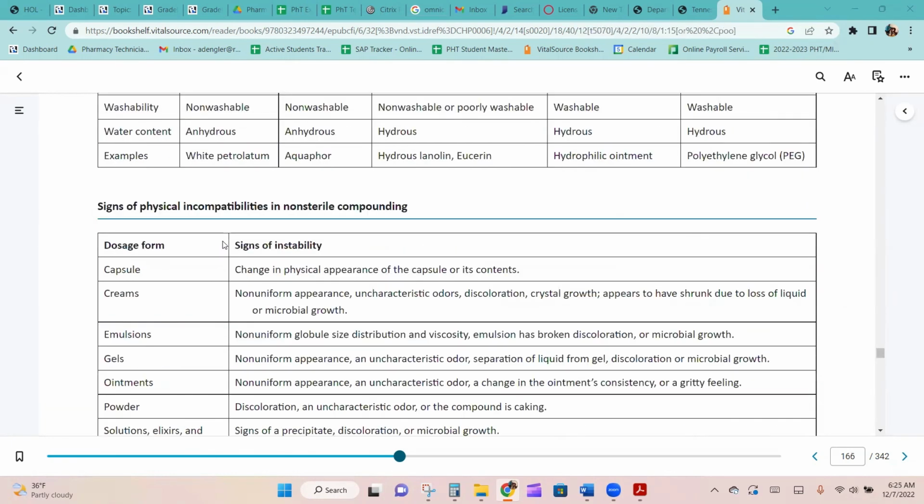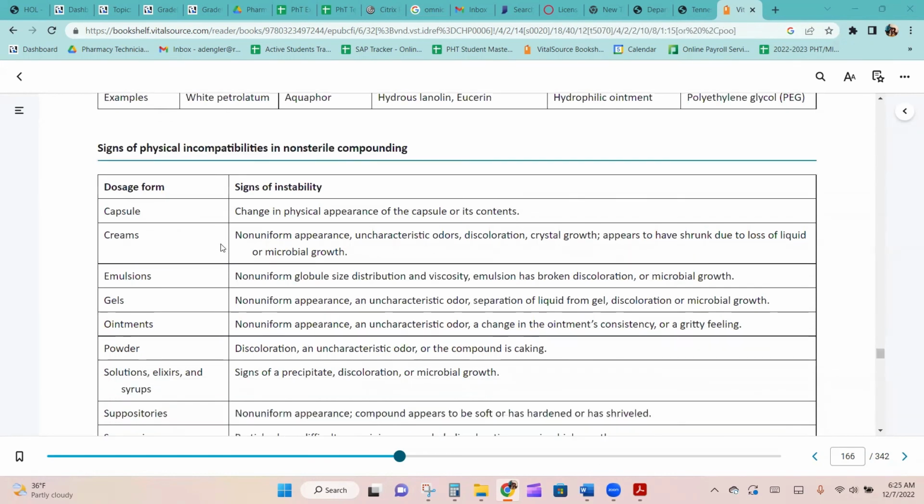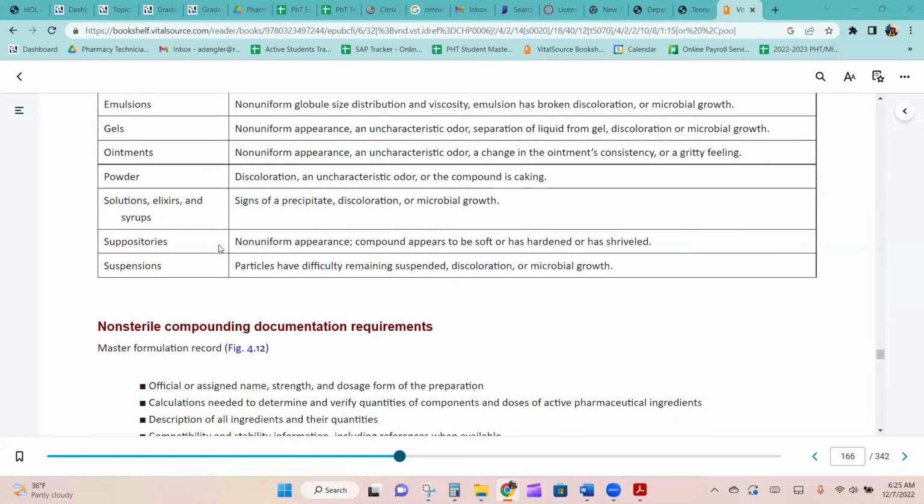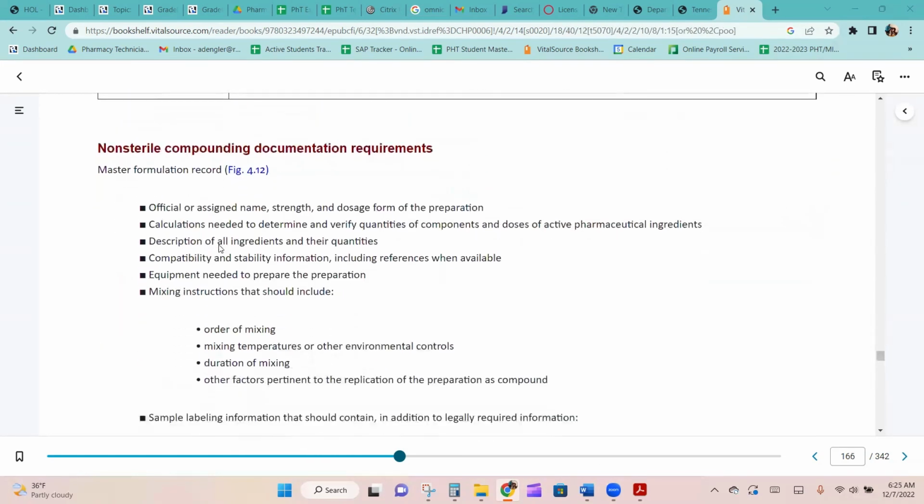Signs of physical incompatibilities in non-sterile compounding chart. And non-sterile compounding documentation requires master formulation record, official or assigned name, strength, and dosage form, and mixing instructions that should include the order of mixing, mixing temperatures, or other environmental controls, duration of mixing, other factors pertinent to the replication of the preparations as a compound.